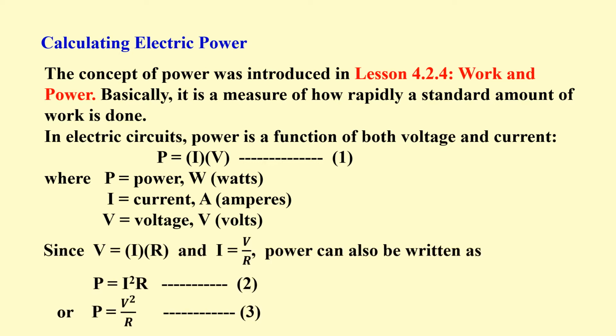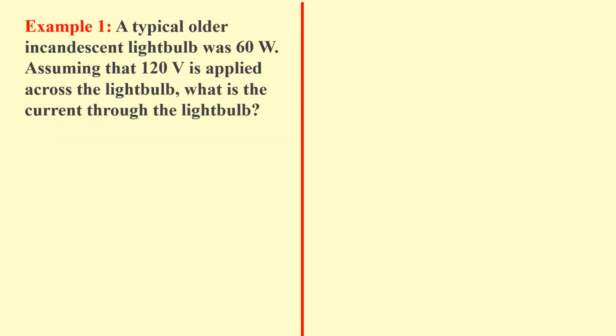Since V equals IR and I equals V over R, power can also be written as P equals I squared times R, or P equals V squared over R. Depending on the given situation, we can use equation 1, equation 2, or equation 3 to solve for the electric power. Let us do some examples now.